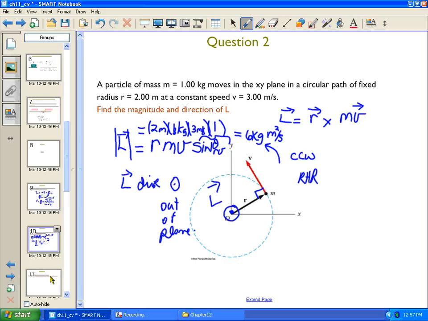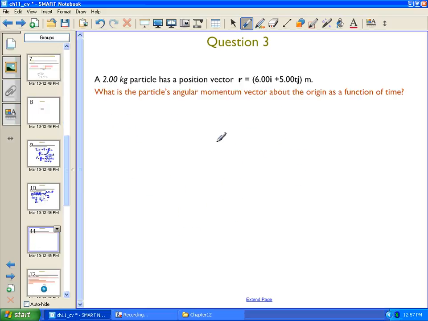Okay, next question. A 2 kilogram particle has a position vector given by r equals 6i hat plus 5t j hat. We're asked to determine the particle's angular momentum about the origin as a function of time. So L equals r cross mv. Well, we've been given m as 2 kilograms. We've been given r. What about v?